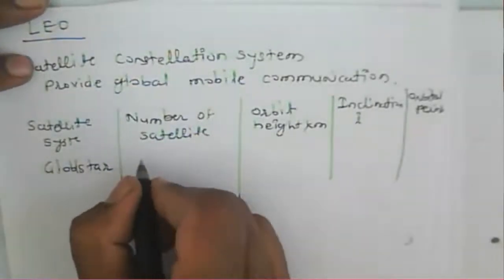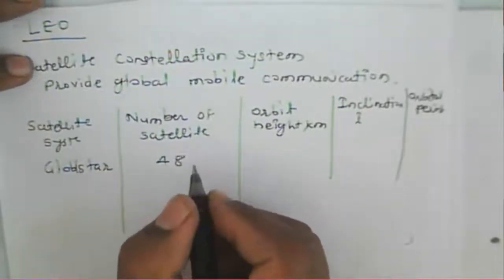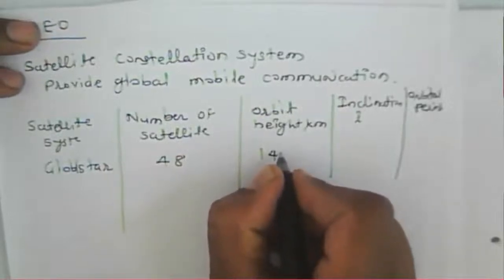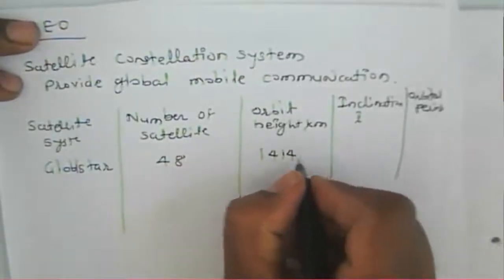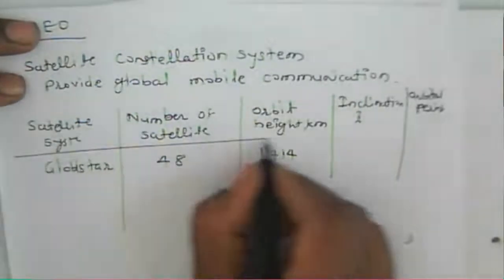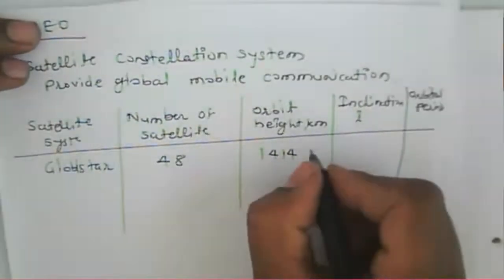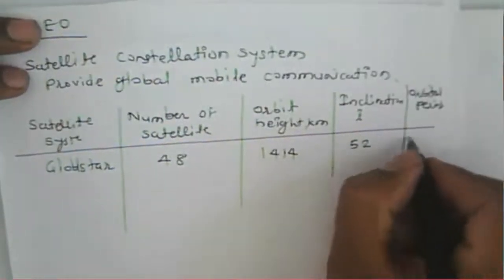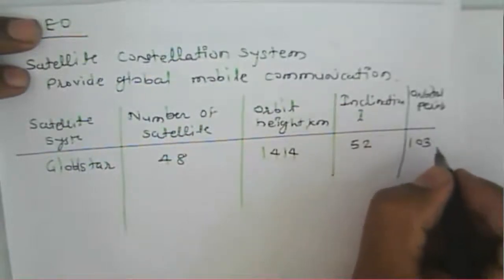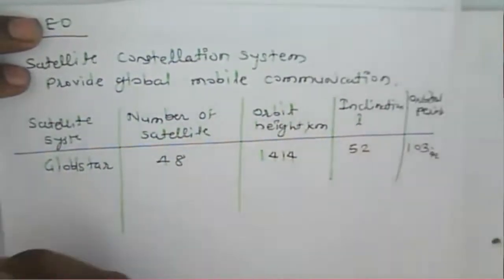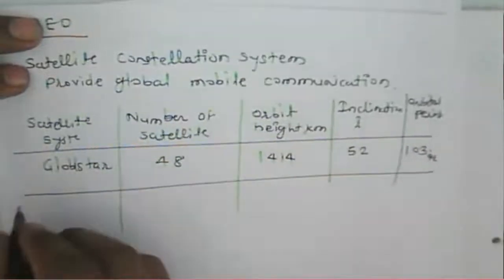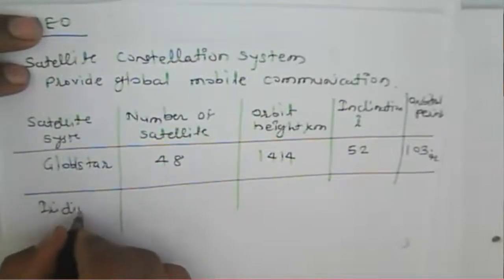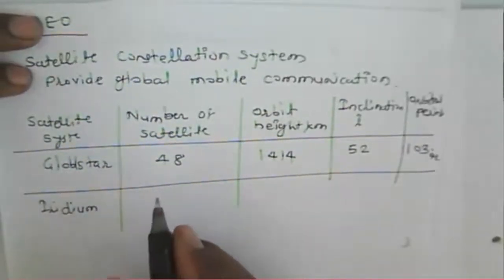Now here, what is the system name? Globalstar, or Global Star. They have 48 satellites, and the height is 1414 kilometers. And the inclination is about 52 degrees. And the orbital period is 103.42 minutes.